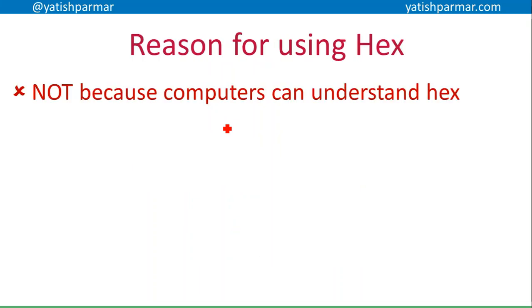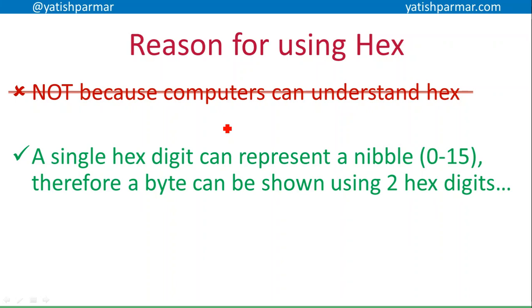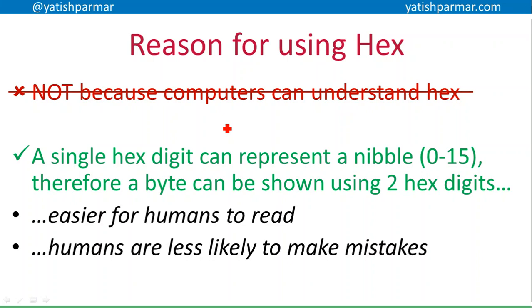So the reason for using hex is not because computers can understand hex. I don't know why so many of you students seem to think that's the reason. Computers don't understand hex, computers only understand binary, but humans understand hex easily. So we can use a single hex digit to represent a nibble, therefore a byte can be shown using 2 simple hex digits, and the knock-on impact is it's easy for humans to read, and humans are less likely to make mistakes when working with large numbers, which they would do if it was all just 10101100001111, whatever it is in binary.